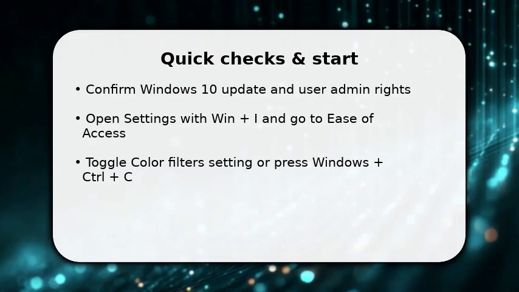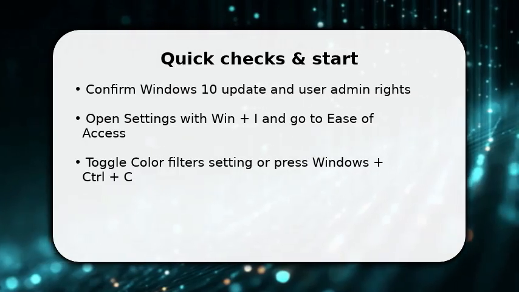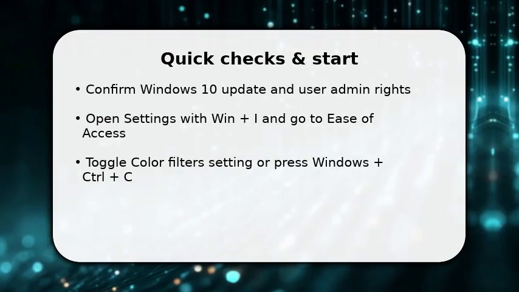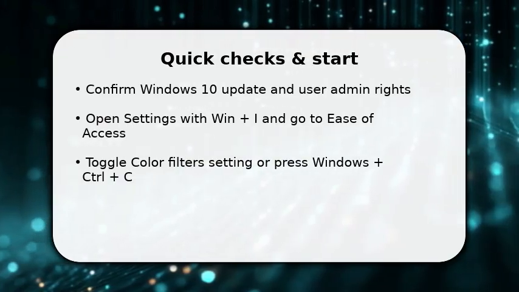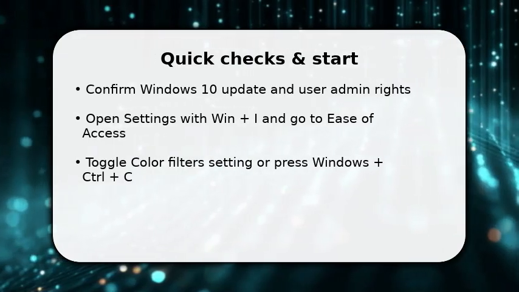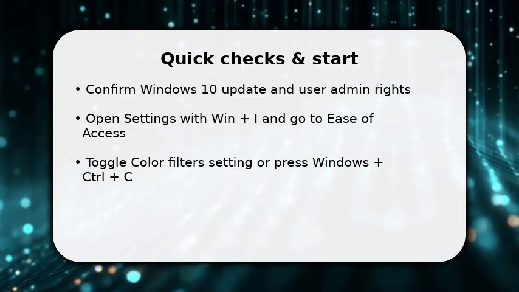You begin by confirming updates and that you're using an admin account so settings changes stick. Open Settings with Win+I, then Ease of Access. This takes you straight to display controls. Once there, find Color Filters and toggle it on to see if inverted colors are active. This is the main quick toggle.